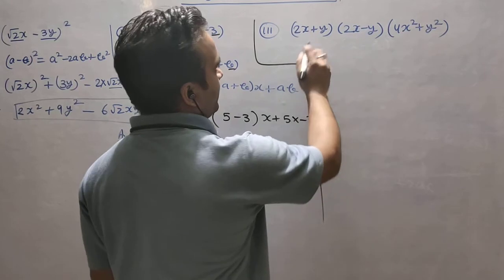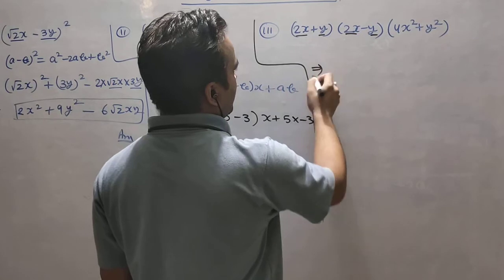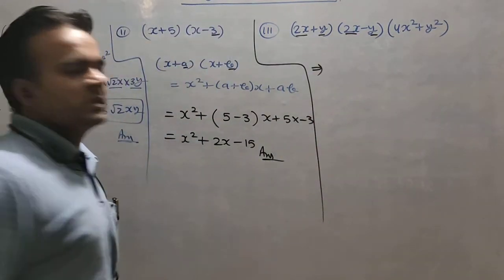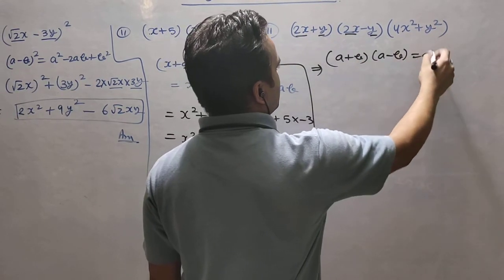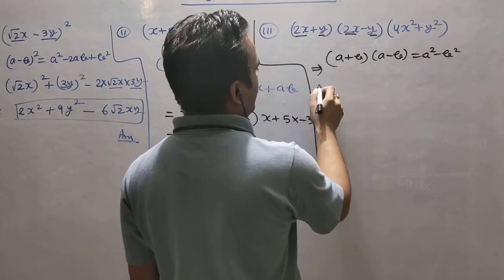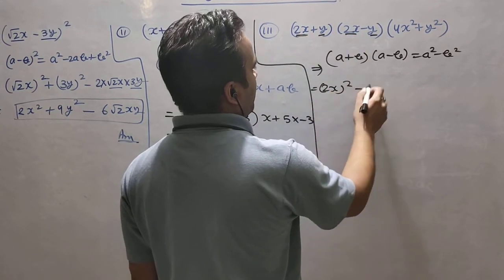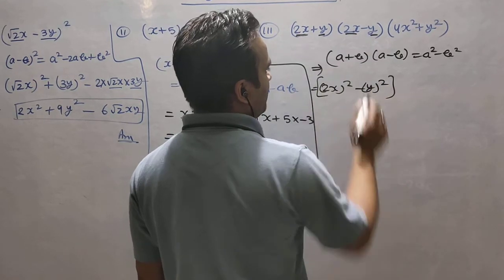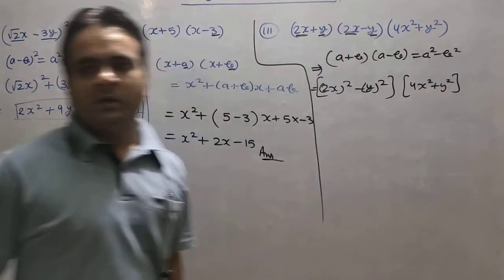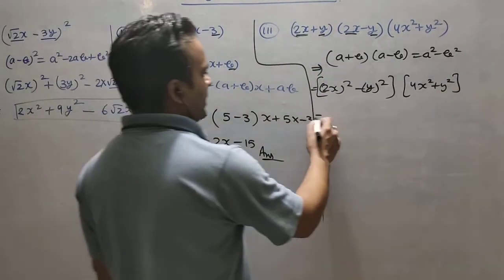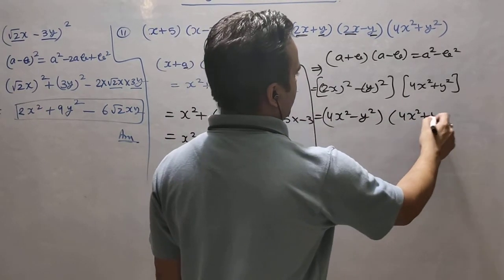So here also again the comparison, if you see, this is a plus b and a minus b. So what will it be? The identity of a plus b and a minus b is a square minus b square. So what will you do here? What is a? 2x, and y is b. So a square minus b square. We will put in one bracket, and the second bracket we will not touch right now. Then we will write here 4x square minus y square, and it is 4x square plus y square.